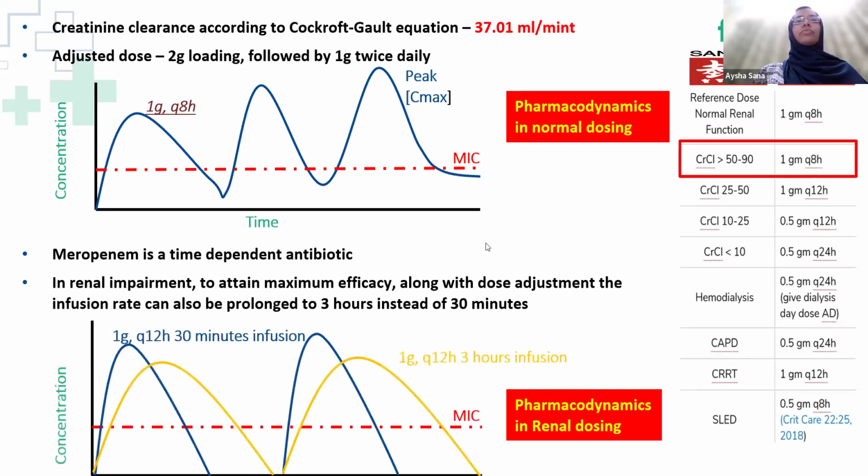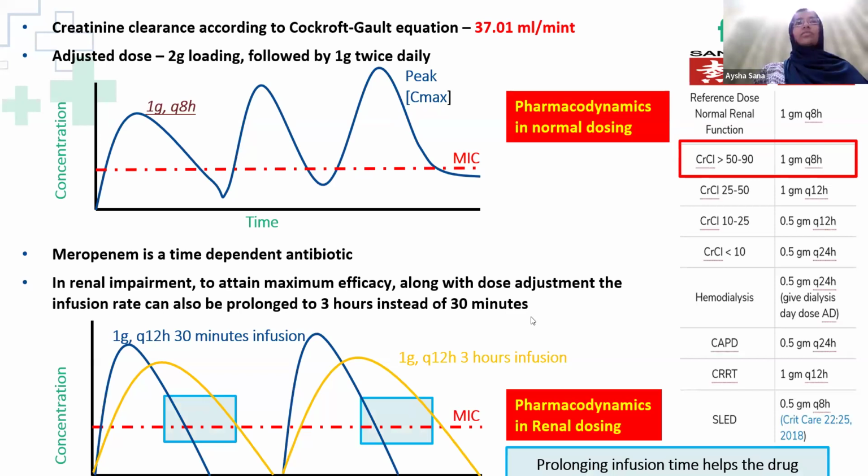So our adjusted dose will be administering meropenem 1 gram 12th hourly. Instead of giving a 30 minute infusion, you can give 1 gram 12th hourly over 3 hours to increase exposure above the MIC, increasing the efficacy of the drug. So therefore, this helps the drug to maintain more time above the MIC.